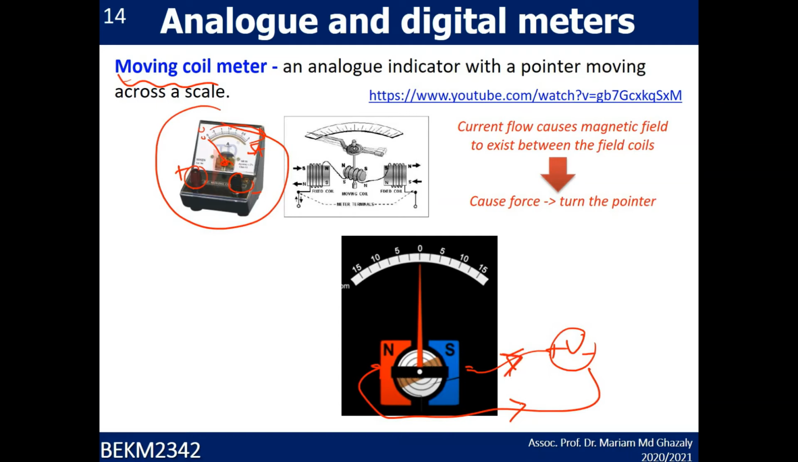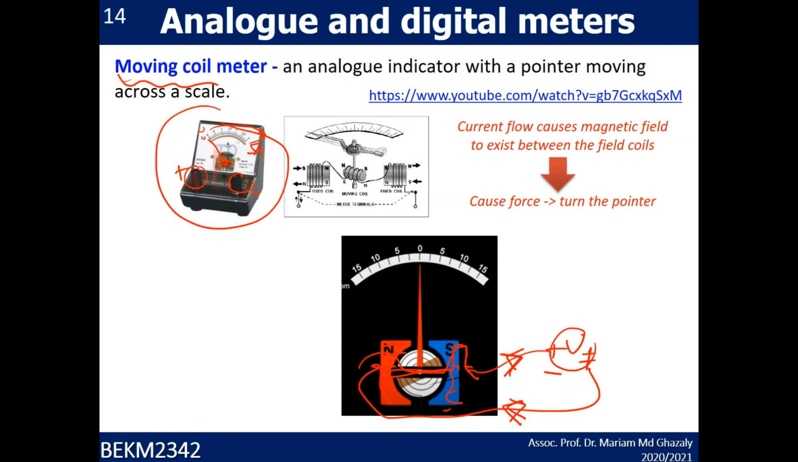Sorry, it's a different direction. So you have the plus and minus over here, and the current moving from here until here. What happens is that when current flows, this will cause a magnetic field to exist between the field coils. So you have the magnetic field here, and it's going to move between this coil.